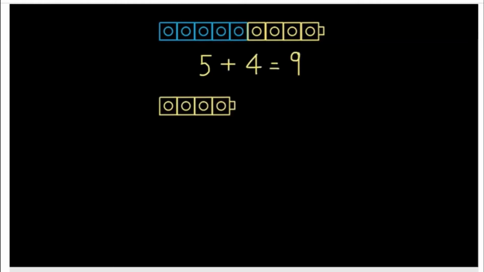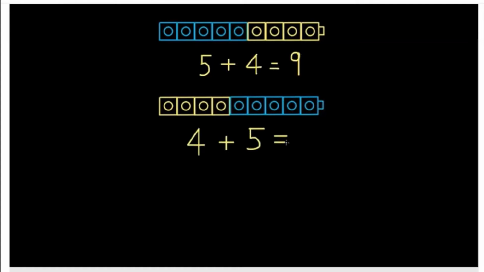Suppose I wanted to add 5 plus 4. Well, I can always pull out my trusty connecting cubes. I can count on to add 5 plus 4. So 5, 6, 7, 8, 9. 5 plus 4 equals 9. And if I count on to add 4 plus 5, I should get the same answer. So 4, 5, 6, 7, 8, 9. 4 plus 5 equals 9. It's the same either way.